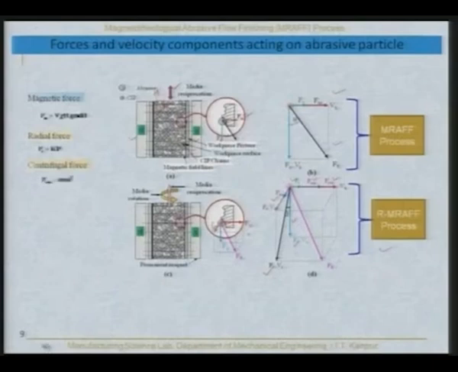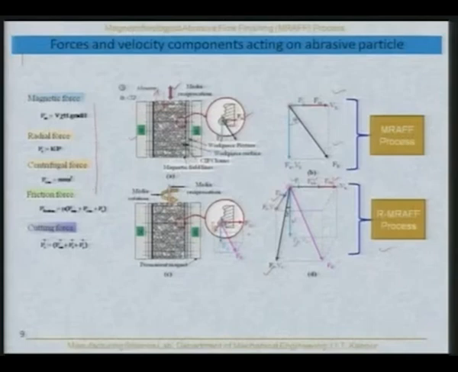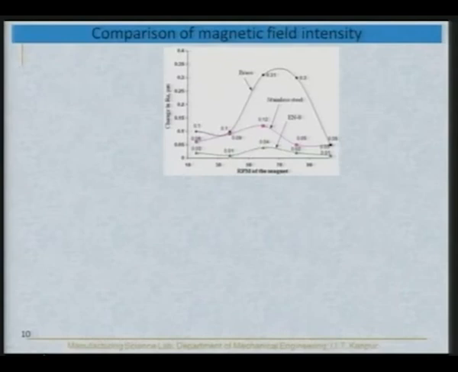Now, you can determine different forces: magnetic force, radial force, centrifugal force, and then there is a frictional force, and the cutting force is the resultant of all these forces. Details are given in the research paper published by Mr. Manas Das.